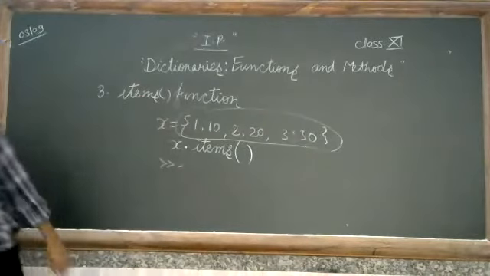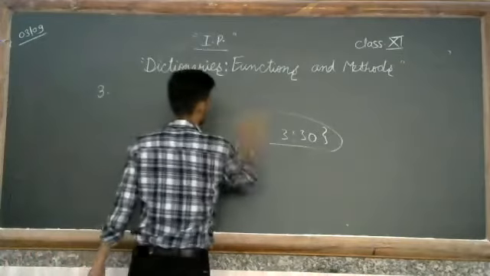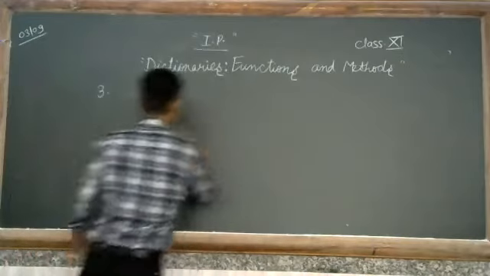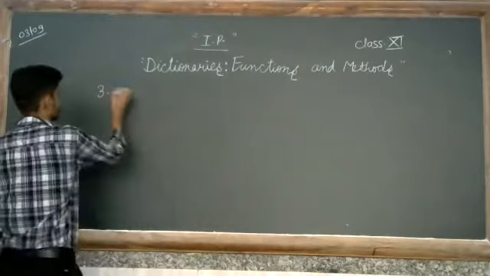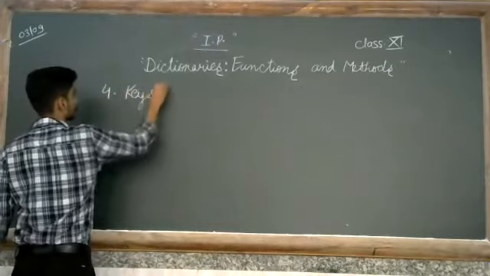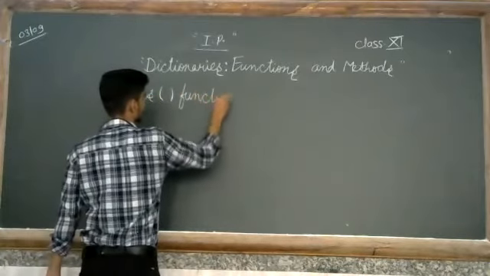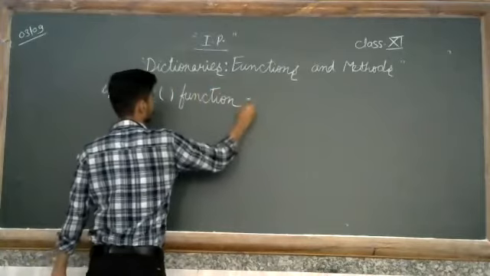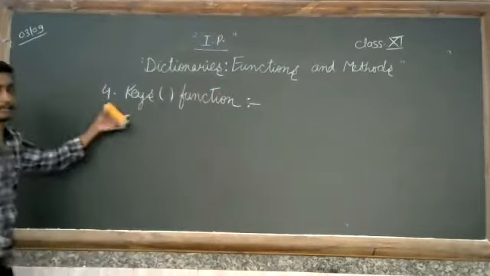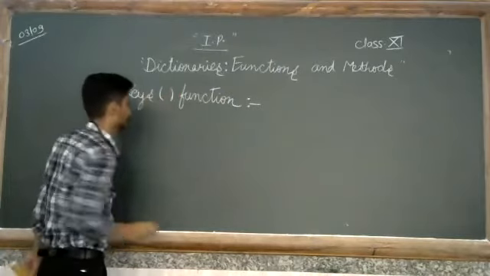Very easy to understand. Next function is keys function, and then after it will be followed by values function. So fourth is keys function. Once again, the name suggests it will return only the keys.